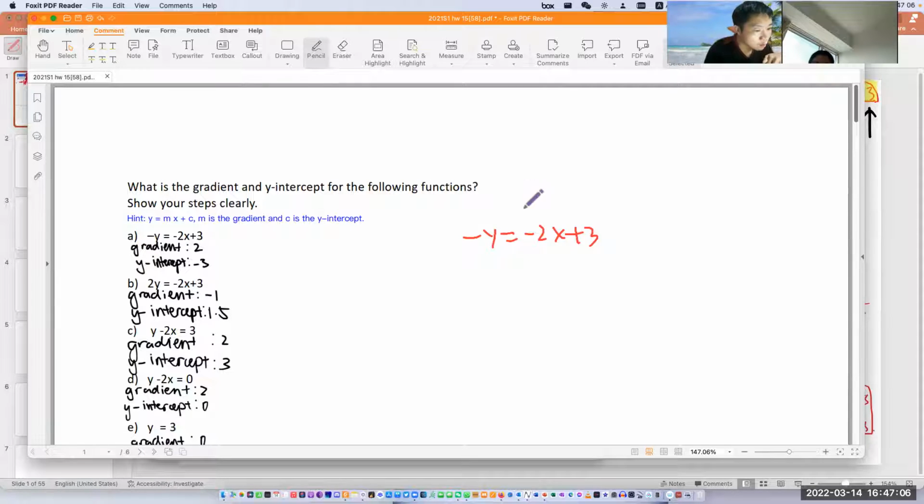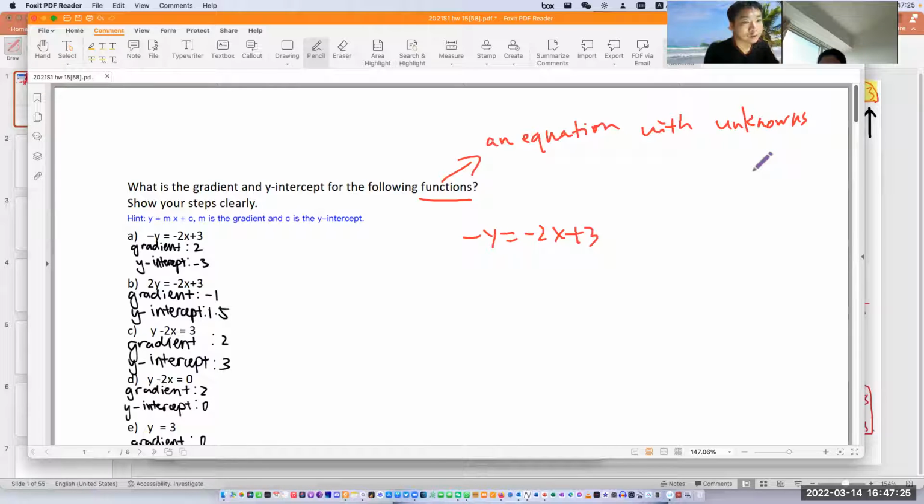with unknowns. Unknowns means x is unknown, y is unknown. So they are called functions. So don't be alarmed next time when you see the word functions.